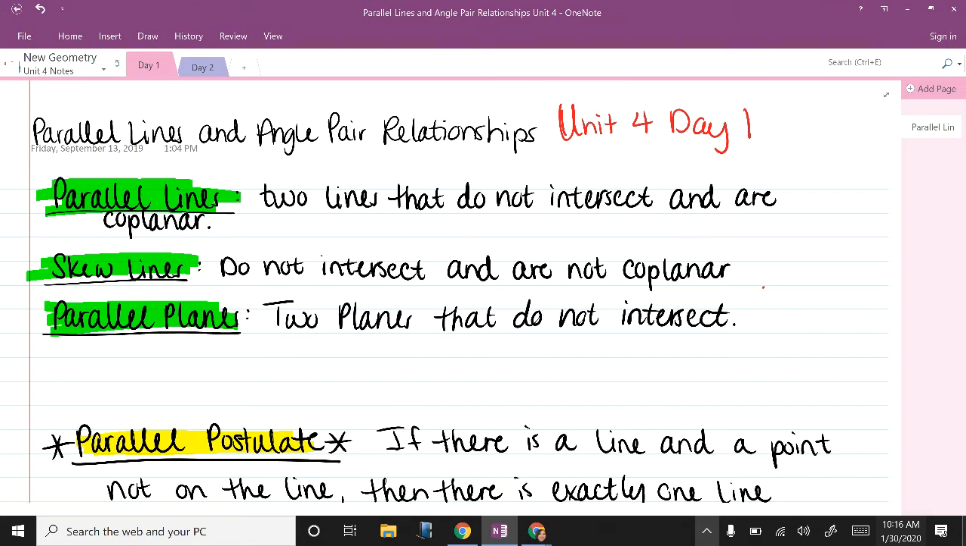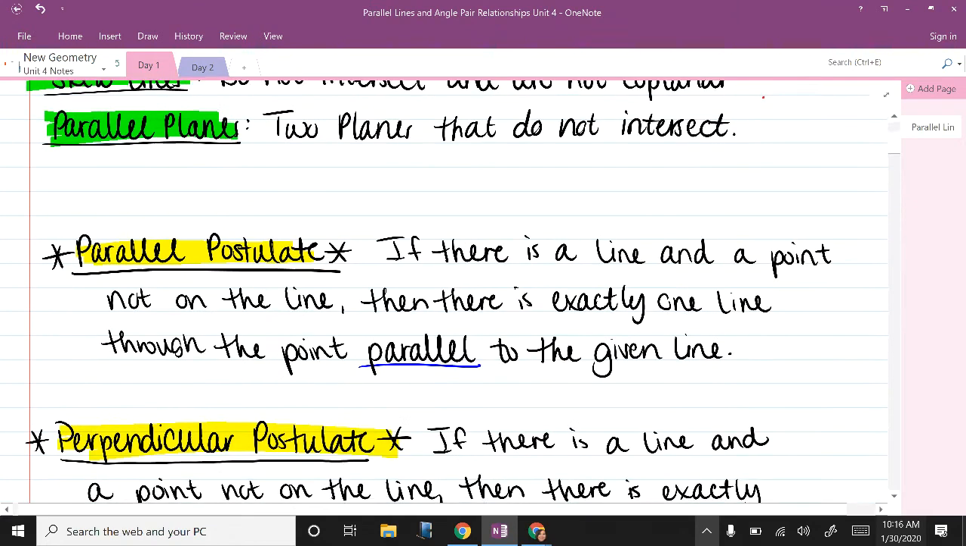And then parallel planes are two planes that never cross each other. So that would be like if I were to hold these pieces of paper on top of each other like this, but don't touch them, right? Does that make sense? Or like this, or like this, or whatever. So parallel planes are two planes that never cross. All right, so we want to know those definitions.